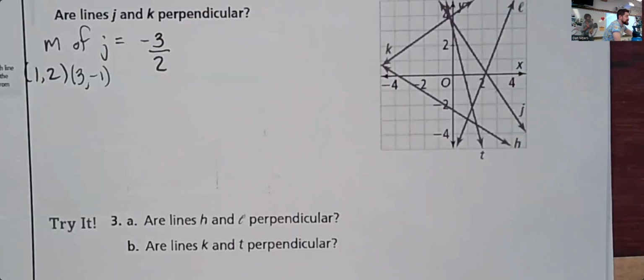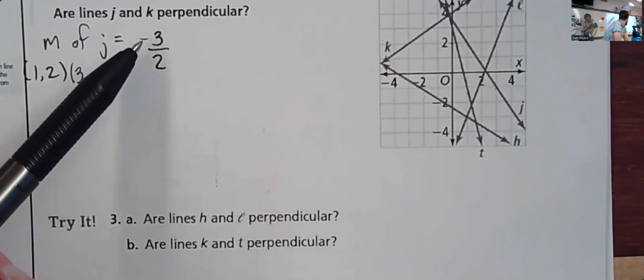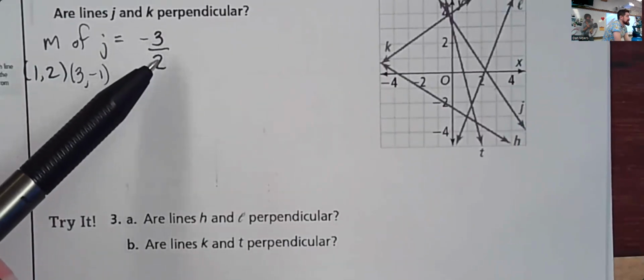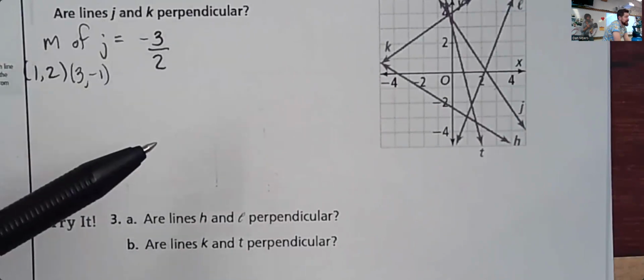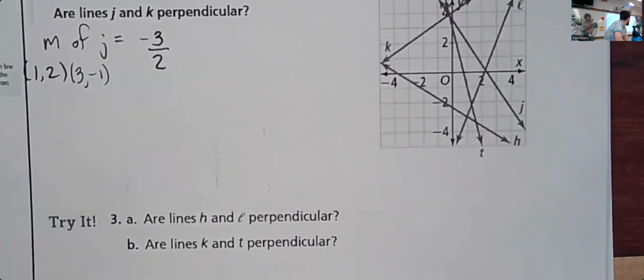Yeah, the opposite reciprocal would be +2/3, because if that's negative, you need to make it opposite, which would be positive, and then flip it over. So +2/3 should be the slope of line K if it's perpendicular to line J. So let's find out.